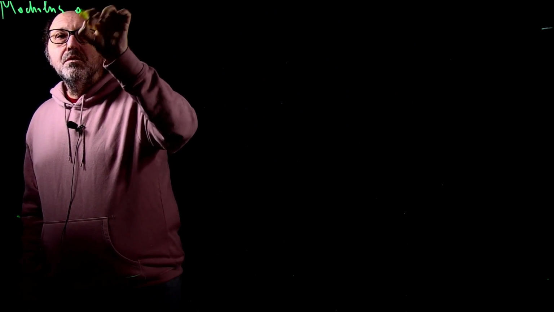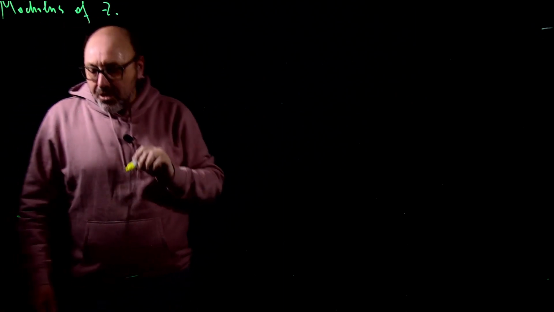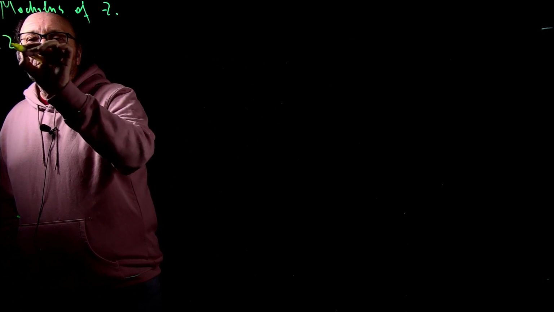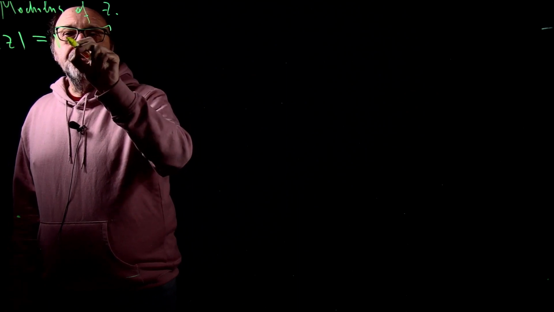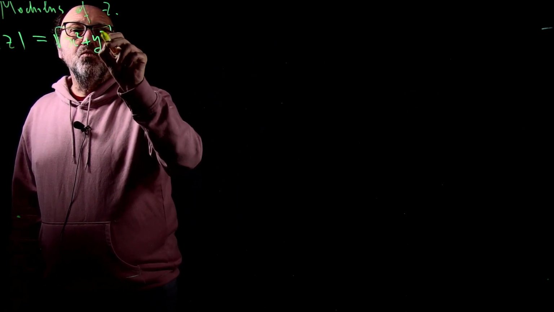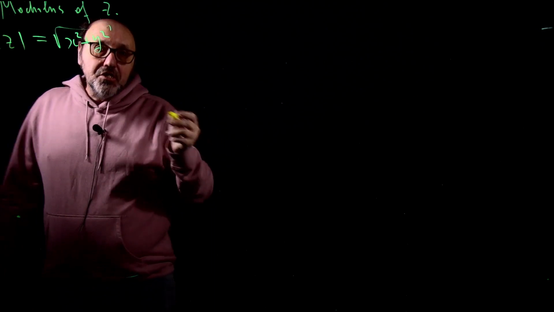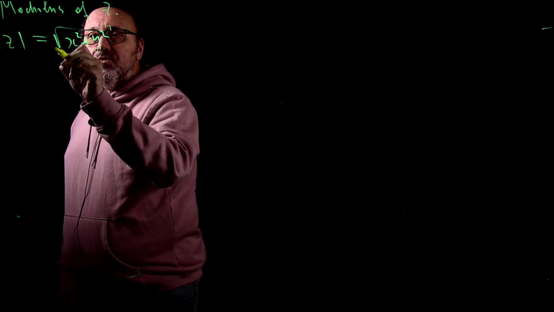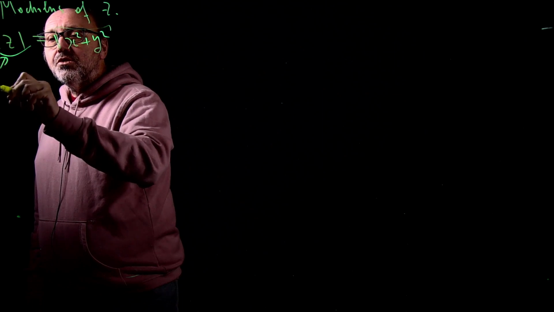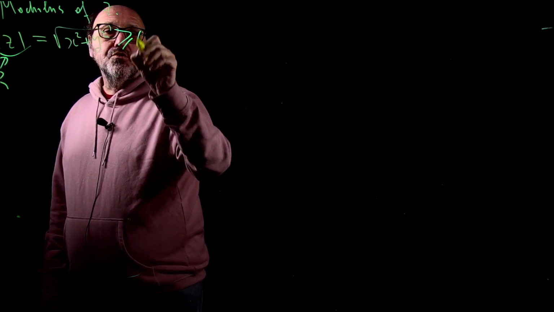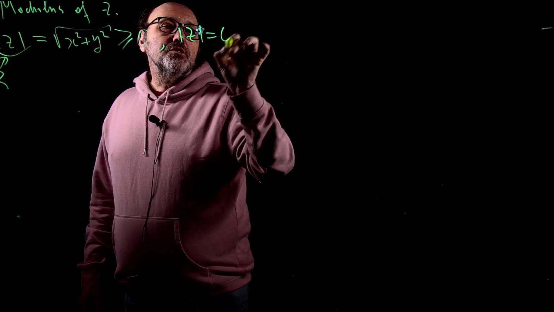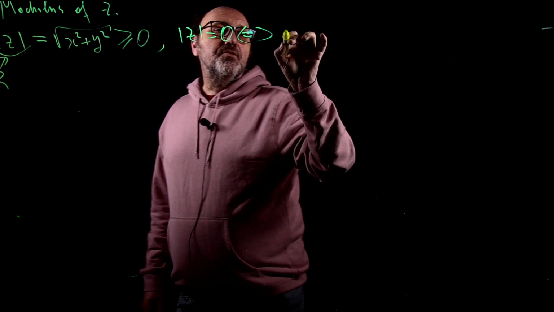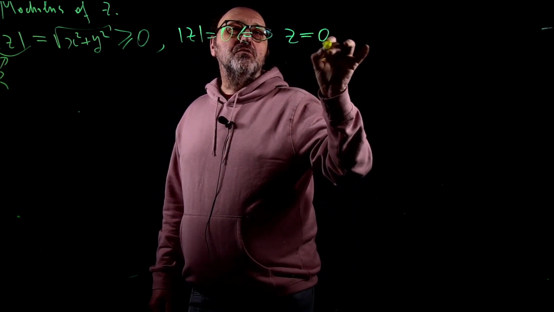Good. So now we need the notion of the modulus of a complex number z. This, by definition, it is denoted like this, and this is the square root of x squared plus y squared. This is always a real number, of course. Moreover, it is always non-negative, and obviously the modulus is equal to 0 if and only if z is equal to 0.